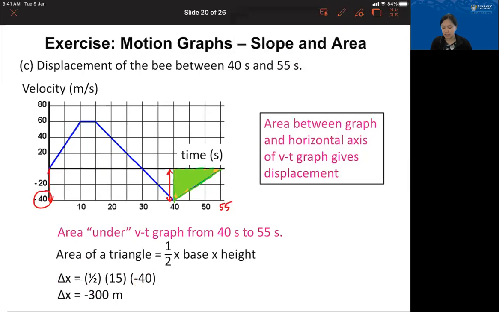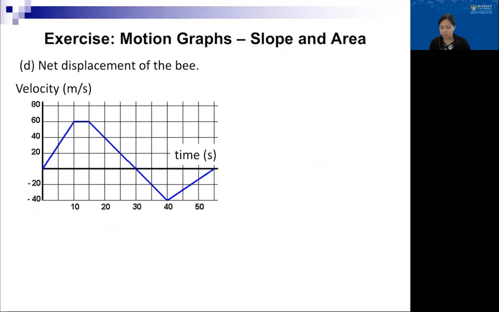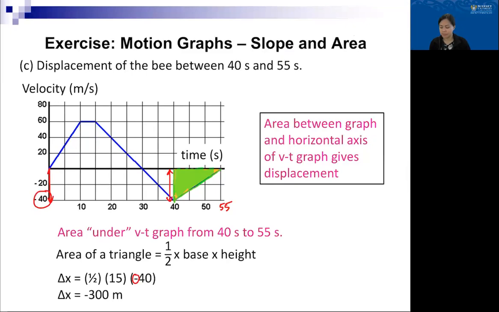If you've included the negative in your calculation, that should automatically give you a negative 300 meters. But just as a final check, see whether your area is below the horizontal axis, in which case you should have a negative displacement. Right? So negative displacement means moving to the left.